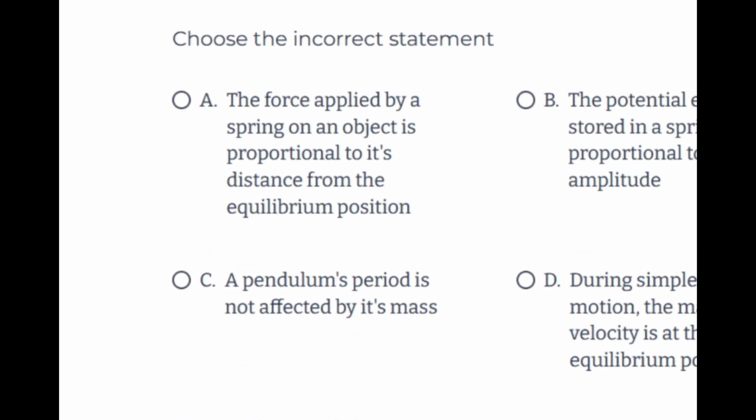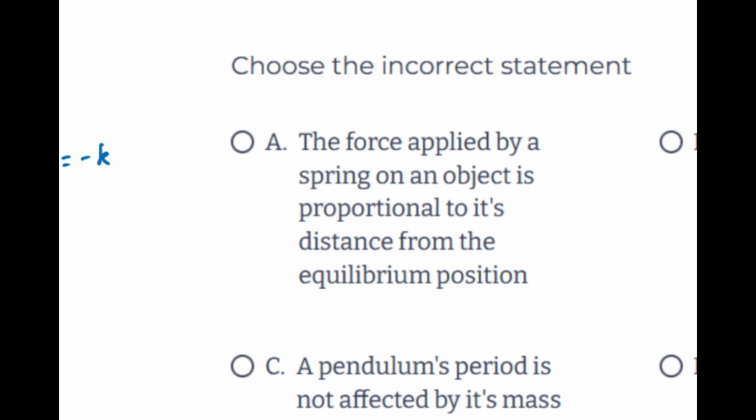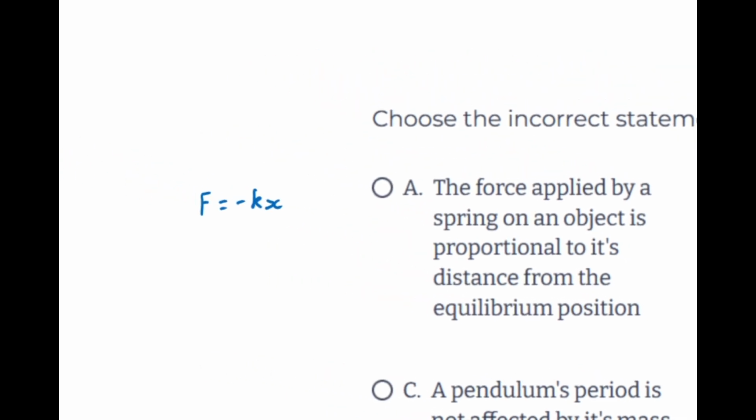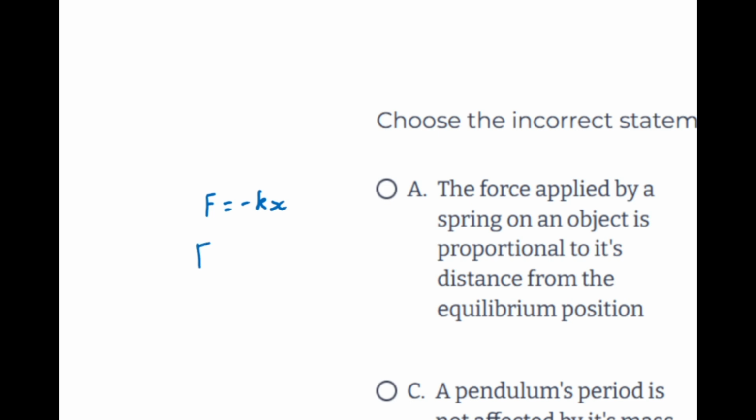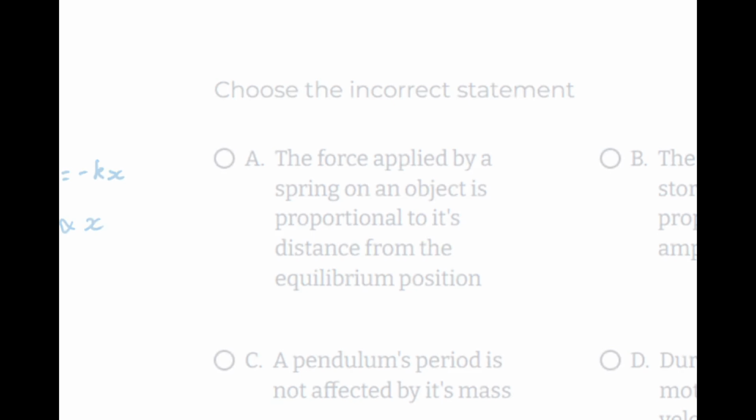Question 7. Choose the incorrect statement. Let's look at the statements. Option A. The force applied by a spring on an object is proportional to its distance from the equilibrium position. The equation F equals negative kx shows that the force is proportional to x, which is the displacement of the spring. So, if the displacement doubles, the force will also double. Therefore, option A is correct.